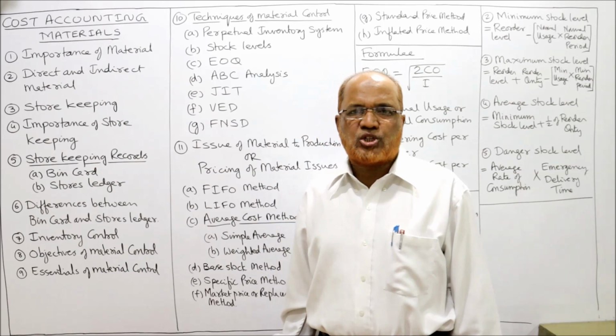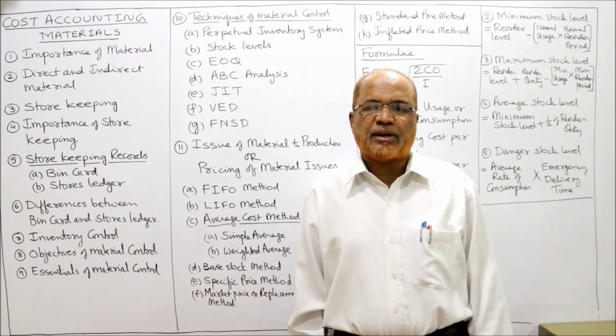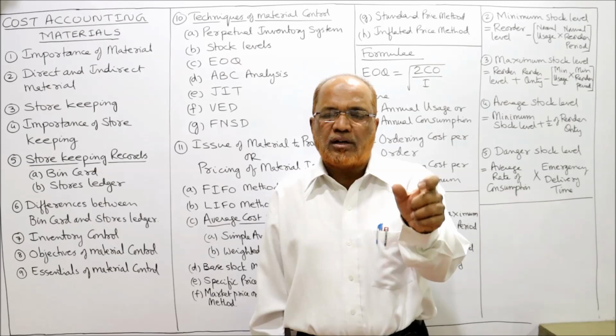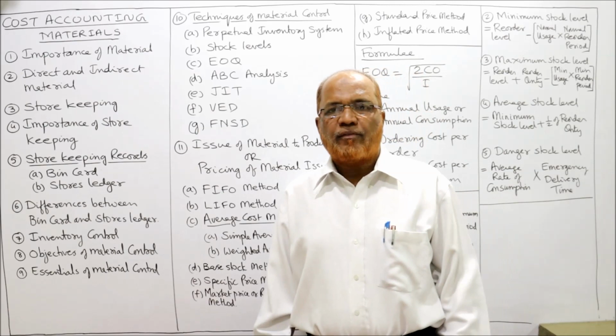Then what are the differences between bin card and stores ledger? First difference: the bin card is maintained by the storekeeper, whereas the stores ledger is kept by the cost accounting department. Second difference: in the bin card, we record only the quantities, that is how much quantity is received, how much is issued, and how much is the balance. But in the stores ledger, we record quantity as well as value.